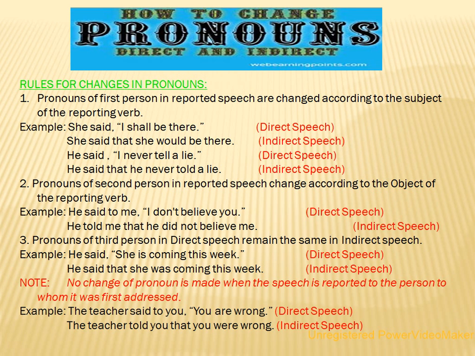She remains she. Now note, no change of pronoun is made when the speech is reported to the person to whom it was first addressed. This means that the person to whom the speech was first addressed, if we are reporting it to the same person, then there will be no change in pronoun. Let's see with one example. The teacher said to you, you are wrong. So here the indirect speech will be the teacher told you that you were wrong. So here there is no change in pronoun. You remains you only.